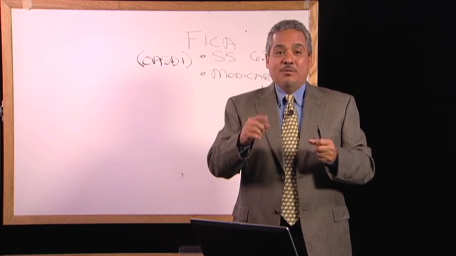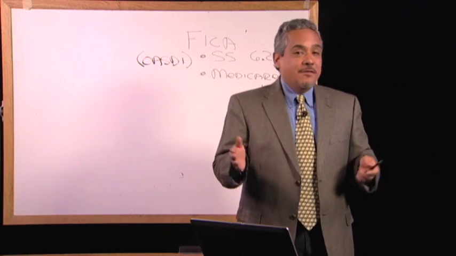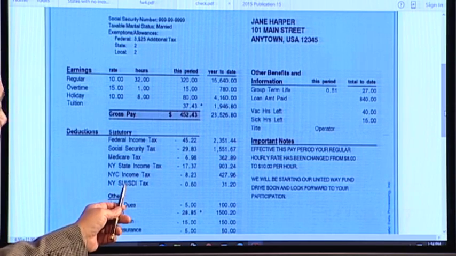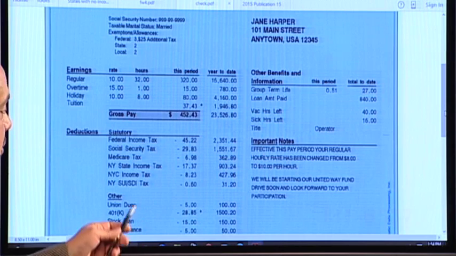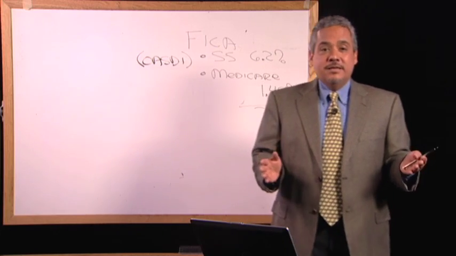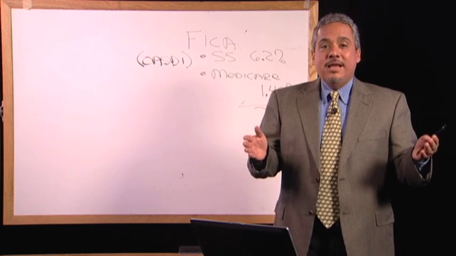So in Texas, we don't have any of those taxes. All we're worried about is the federal income tax. And here they're taking out state unemployment and state disability, so you're made responsible for that. Here in Texas, that doesn't exist. So it all depends on which state you live in and you're working.